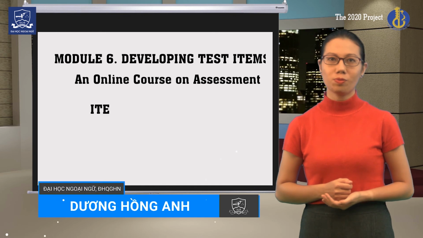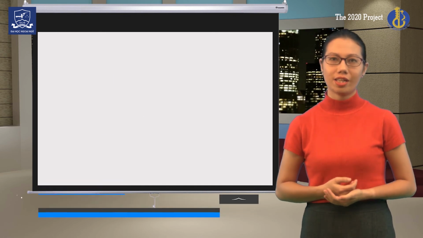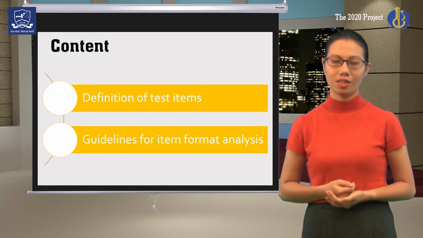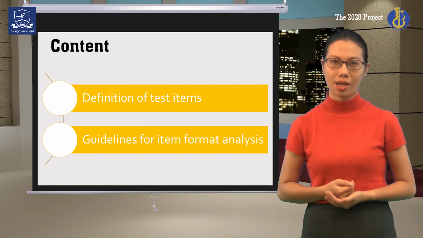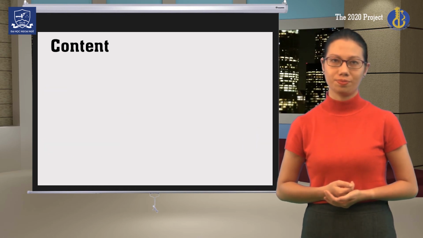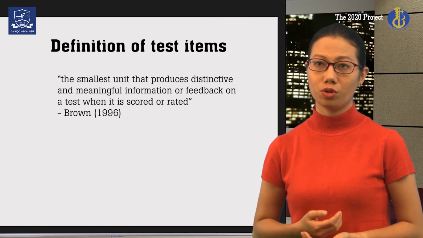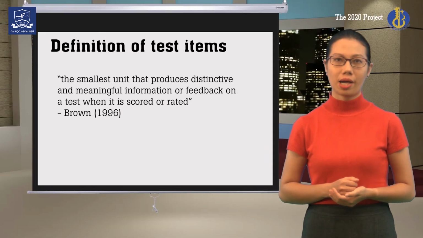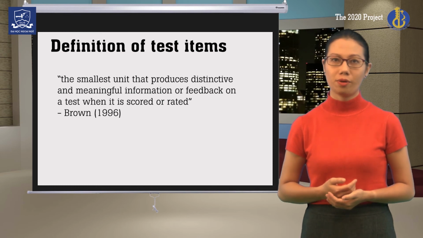Hi, welcome to Module 6, Developing Test Items. In this lecture, we will together discuss definitions of test items, analyze the general guidelines for most test items with examples to illustrate. Some types of items, like multiple choice or true-false items, are relatively easy to identify because they are the individual test questions that anyone can recognize as discrete units.